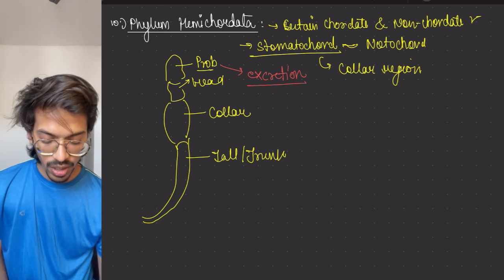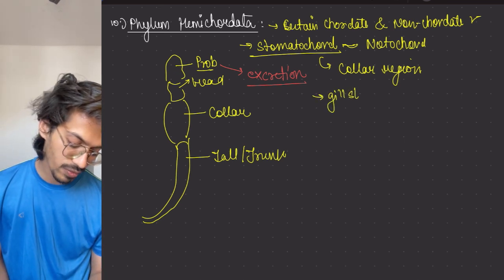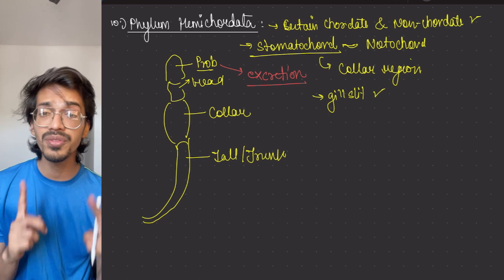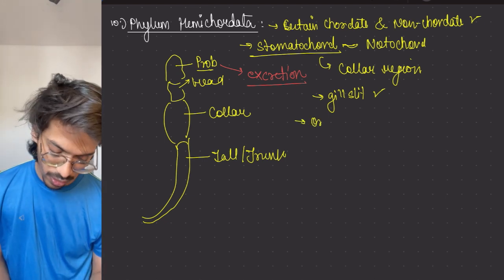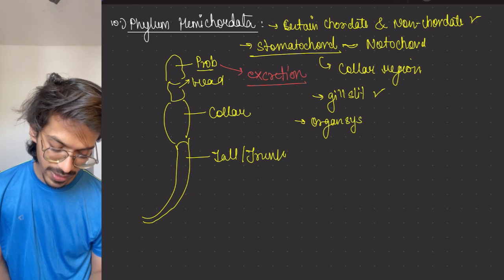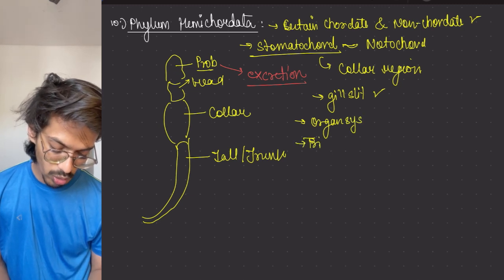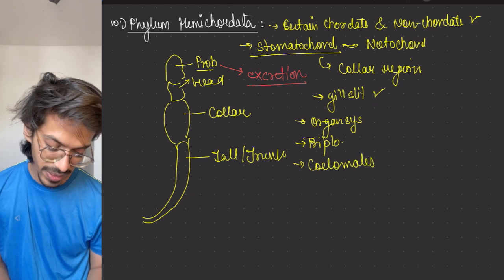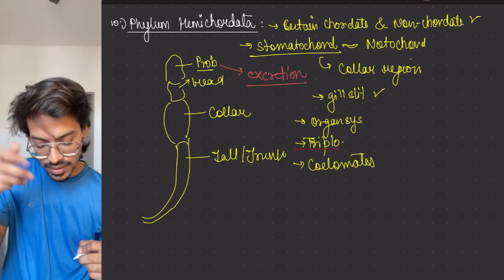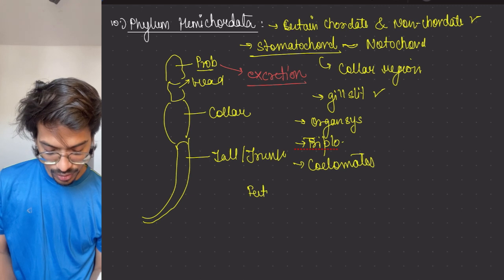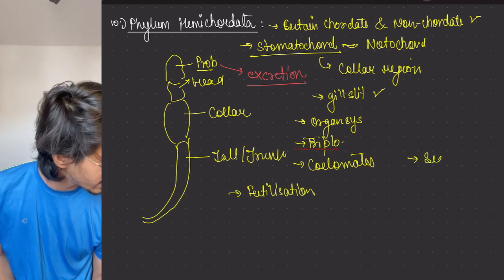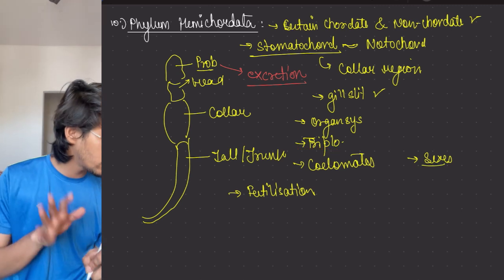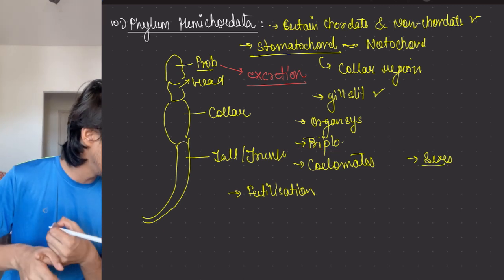Okay, now they have what? They have the presence of gill slits for respiration, which is a feature of chordates. Okay, the next thing you have to remember is that they also have organ system level of organization. They are also triploblastic. They are also what? Coelomates. Eucoelomates. Okay, first before fertilization, let's just see about the sexes. The sexes are separate.